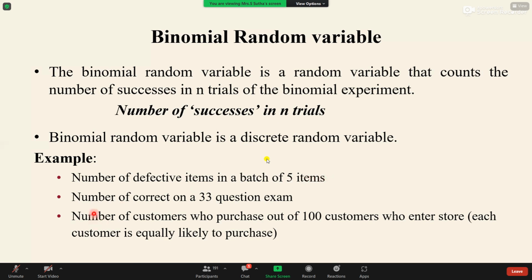Similarly, in this case our success is a correct answer. Then how many trials are we considering? 33. Right? Here, the number of customers. Then our success is those who purchase. Out of how many trials are we considering? 100. So this is the way of defining a binomial random variable.